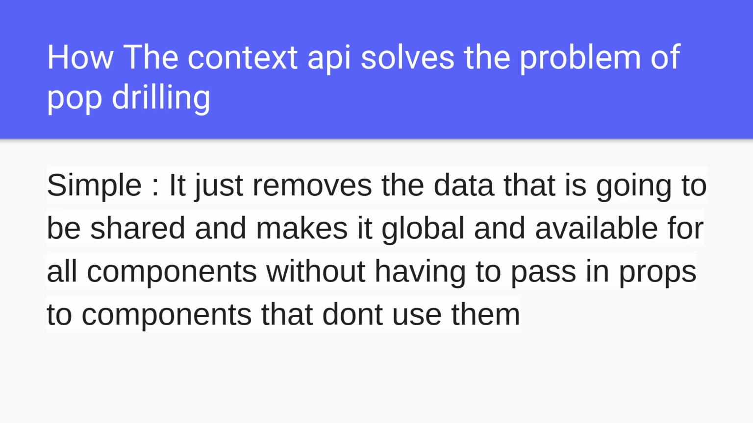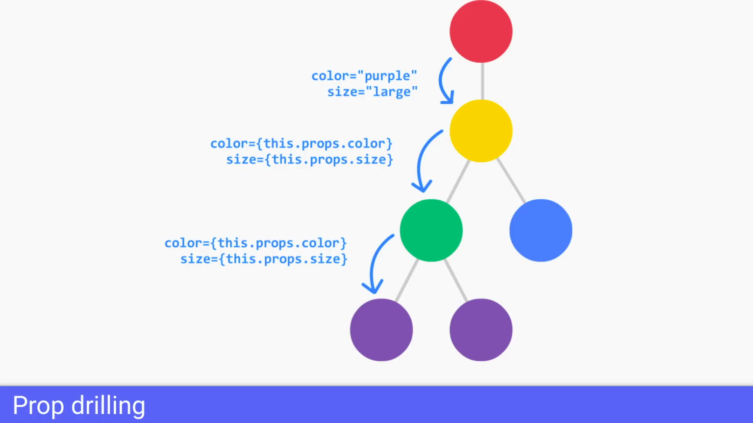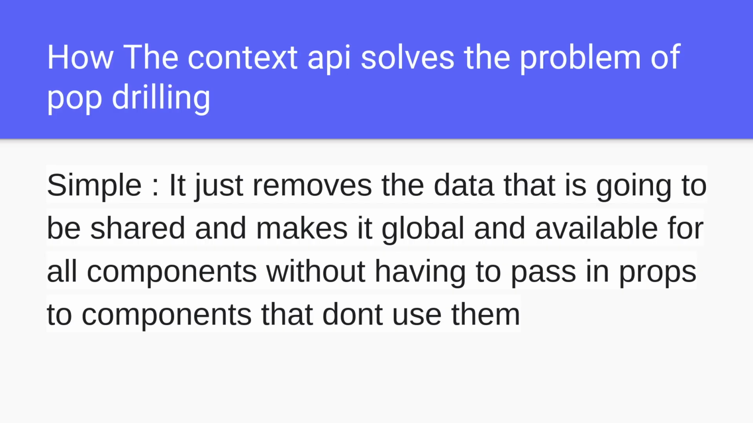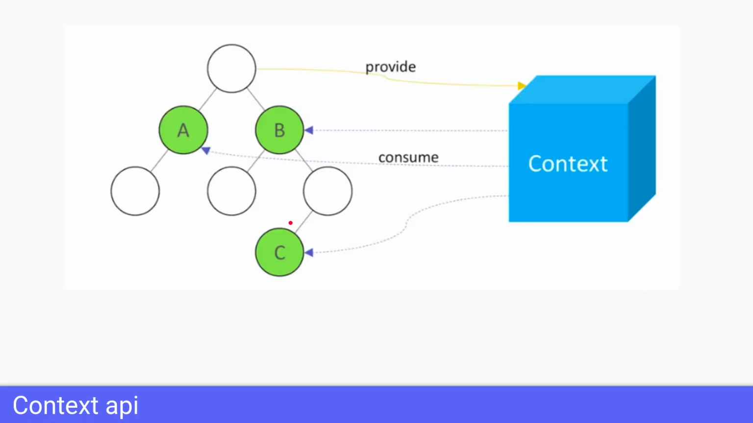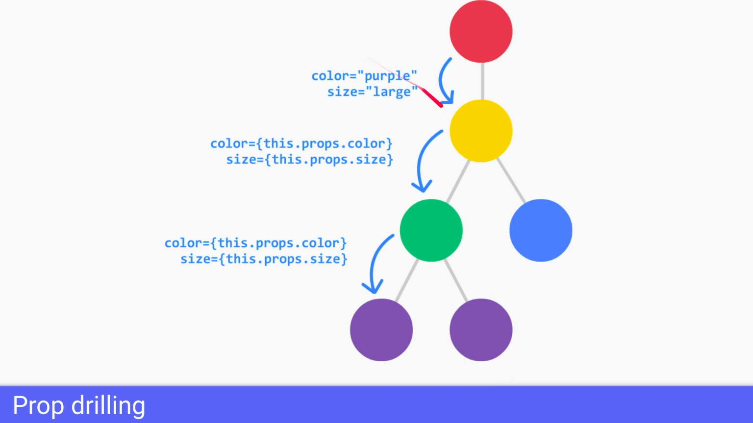So the question is, how does the Context API solve this issue of prop drilling, where you have to continuously track the data? It's quite simple. The simplest way I can explain it is that it just removes the data from the parent and makes it global data. That means all the components have access to the data. You just remove the props and put the data outside, and you can see this in the illustration here.